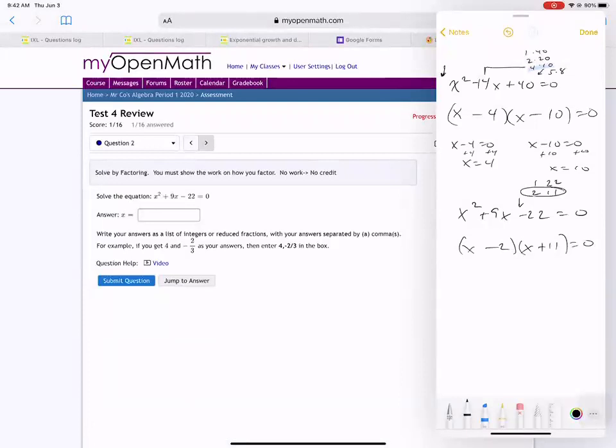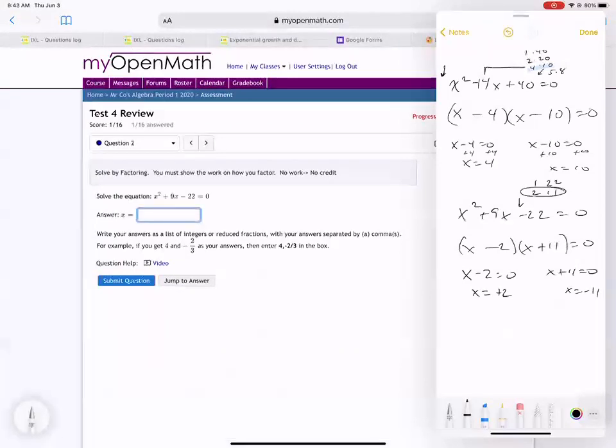If anyone needs more time on this, let me know. I can spend more time factoring. But remember, this is from about a month ago. If you haven't learned it, please let me know. We can go over it again. So now we set them both equal to 0. I made a mistake there. Set both of them equal to 0. X is equal to positive 2 and x equals negative 11.